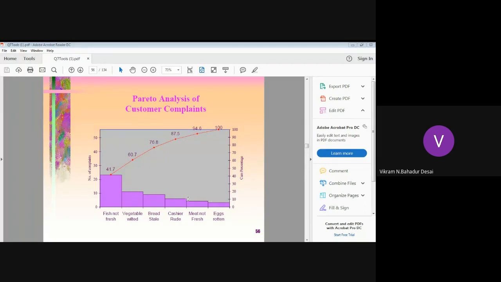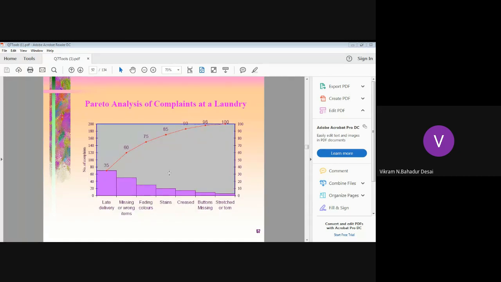What we do instead is focus on cashier is rude, meat is not fresh, eggs are rotten. But I should spend 80% of my time tackling why fish is not fresh, or vegetable is wet, or bread is stale. I should focus on this. That is very important.